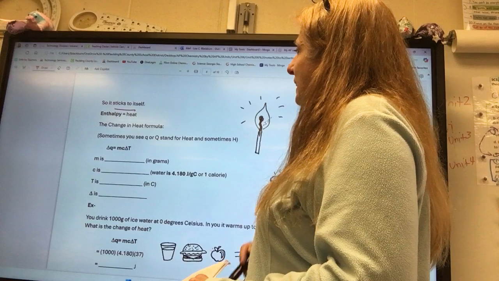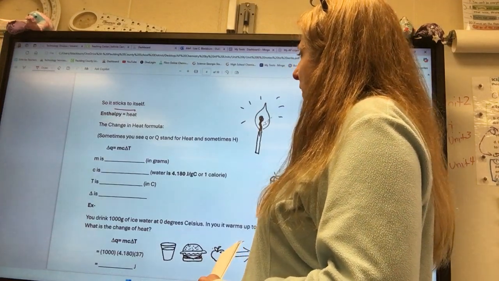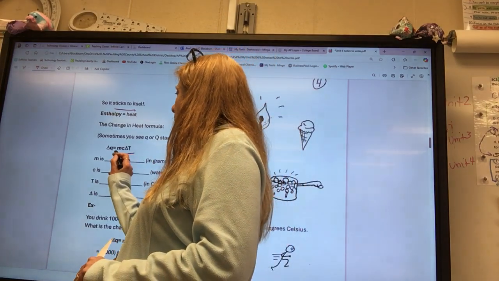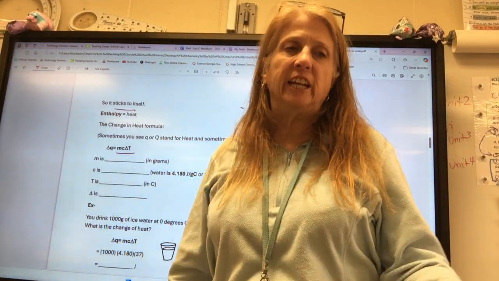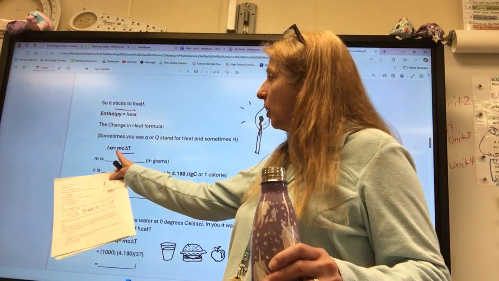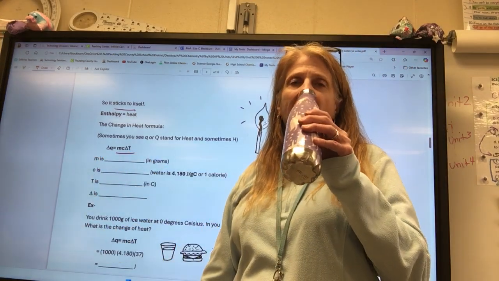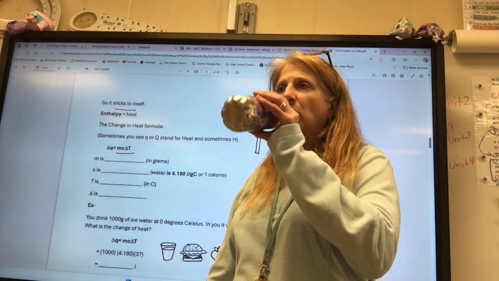So enthalpy is heat. And one of the things we have to know is the change in heat formula, which I call the MCAT formula. Look on your AP sheet and make sure it's given to you. Could be a lowercase q, could be an H, could be an uppercase Q. But I think they give you that formula, don't they?